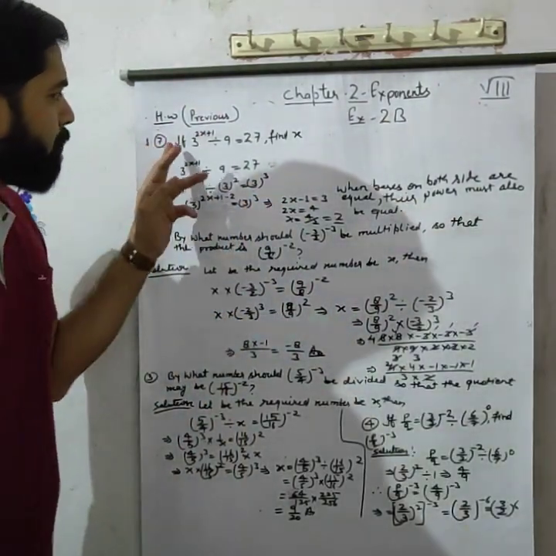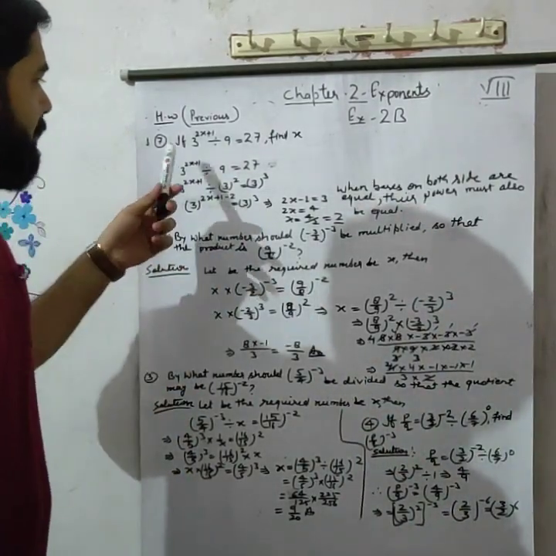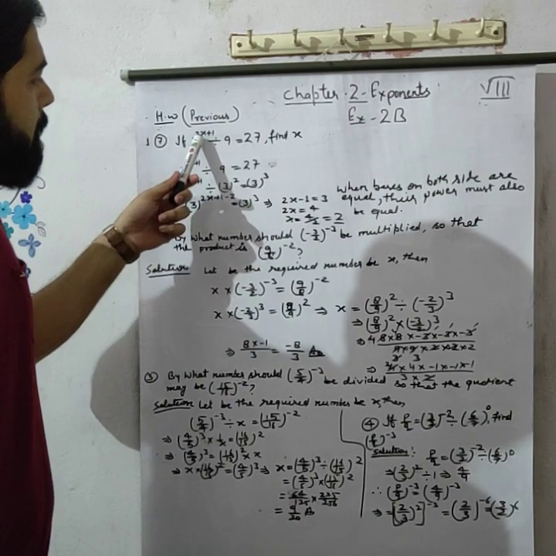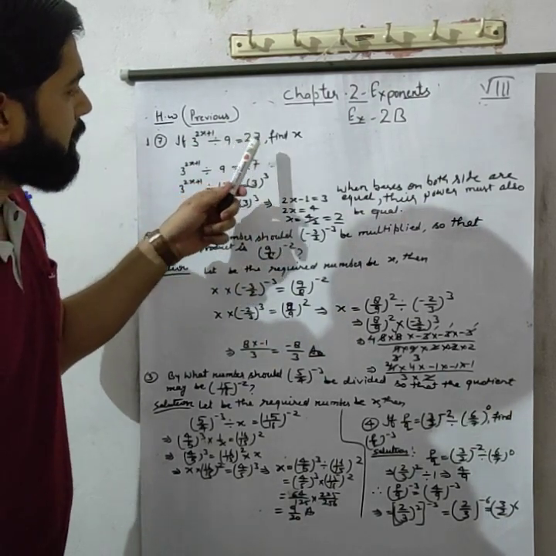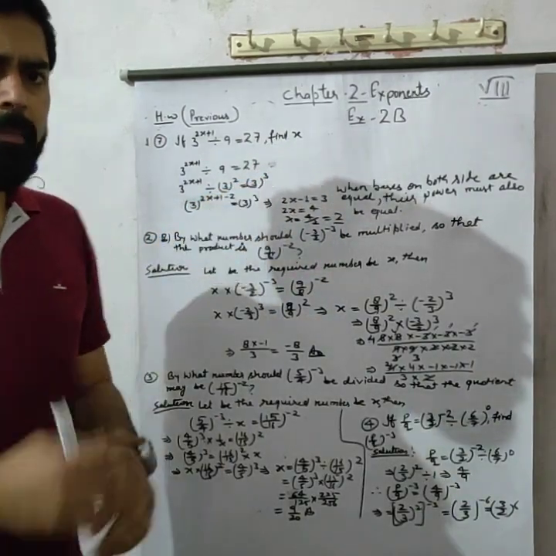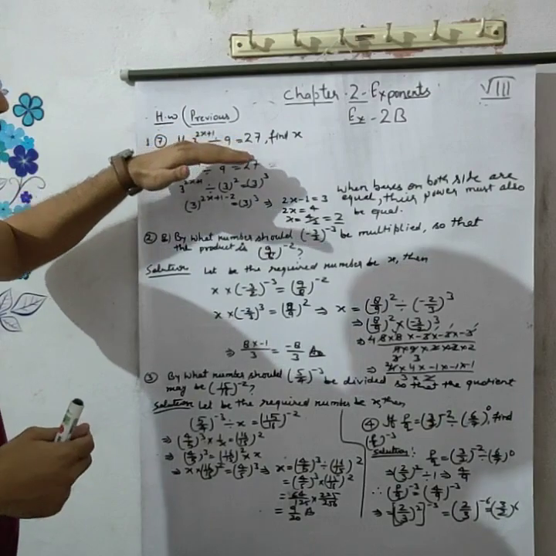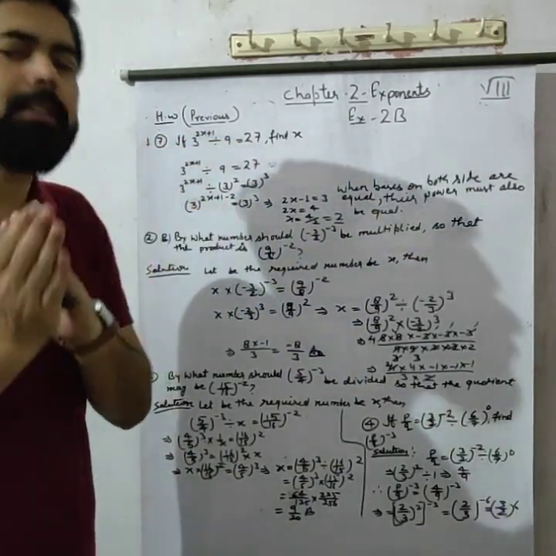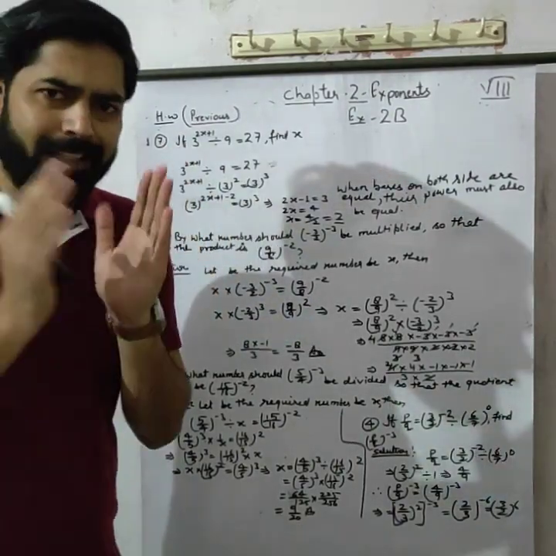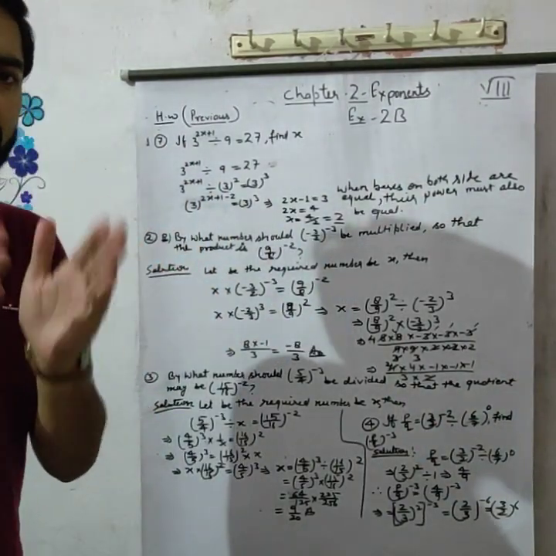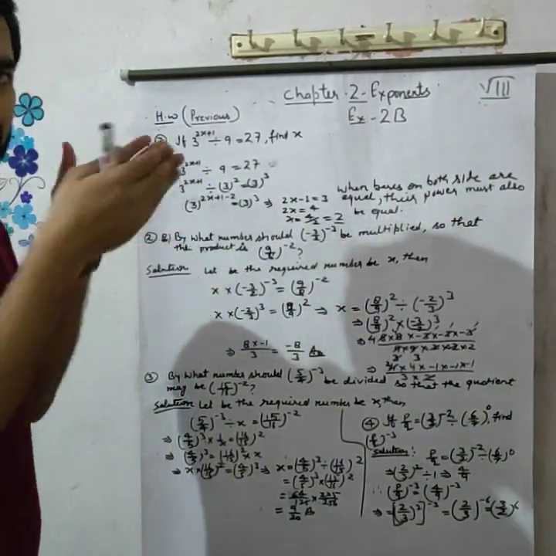In question number 7, what is given there? If 3 raised to power (2x + 1) divided by 9 is equal to 27, find x. The question is saying find the value of x. This type of question we also solved in the previous video. I have explained this type of question, so I hope you understood. If not, then I will explain it again here.